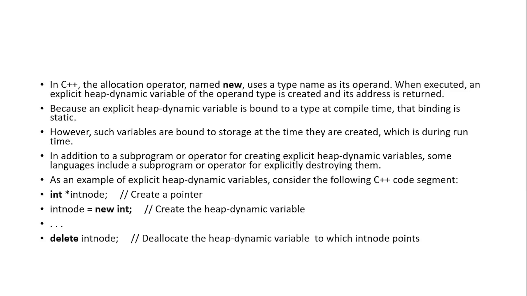As an example of explicit heap dynamic variables, consider the C++ code: int *intnode; that creates a pointer of type integer, known as intnode. Then intnode = new int; here new is an operator that will create an explicit heap dynamic variable of type integer. Then delete intnode means that it will deallocate the heap dynamic variable to which intnode points.